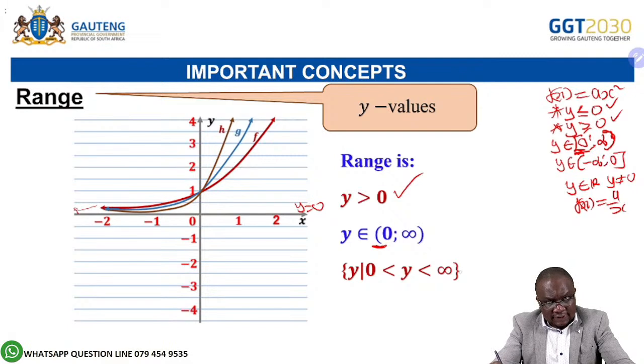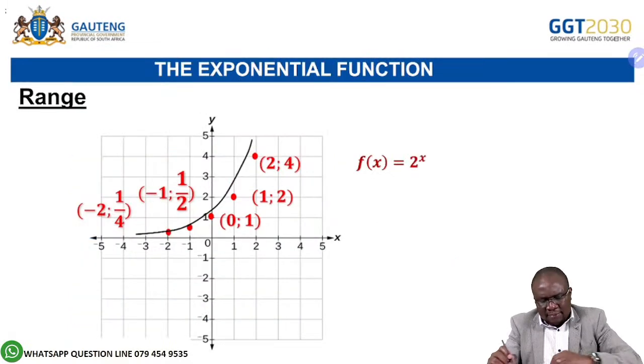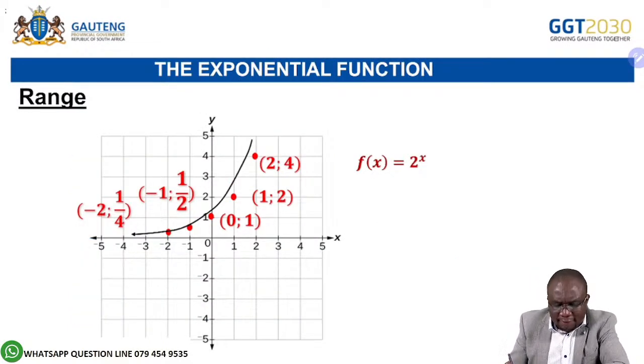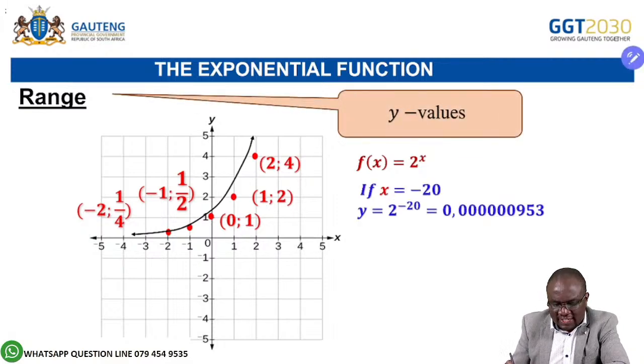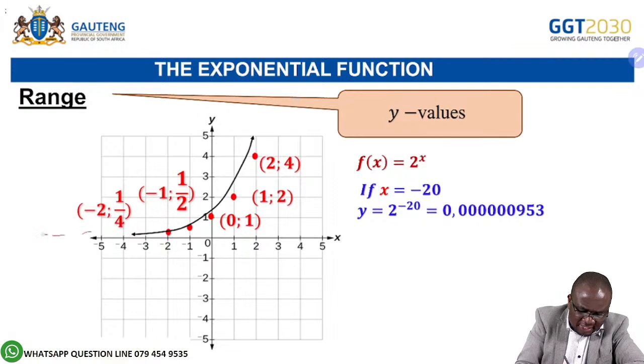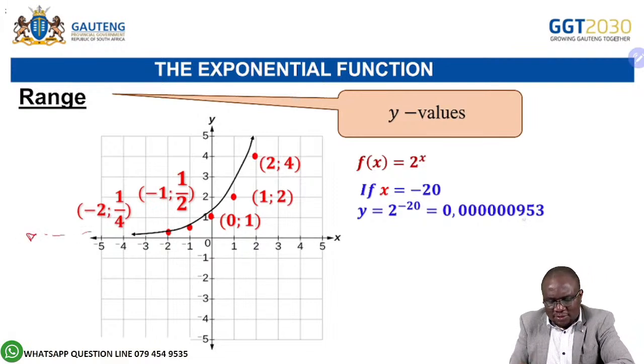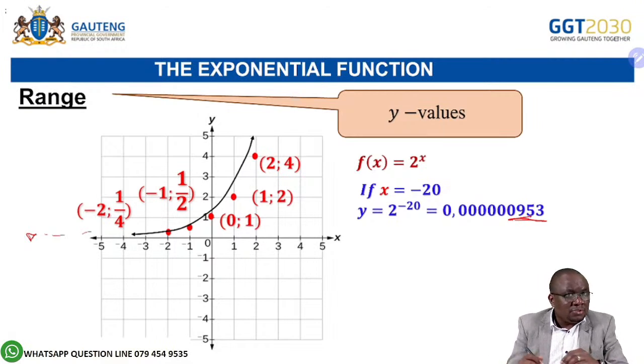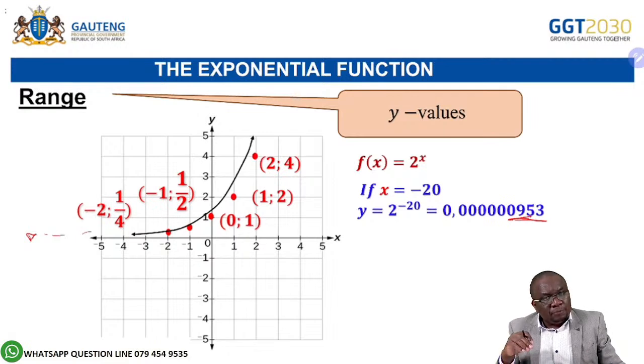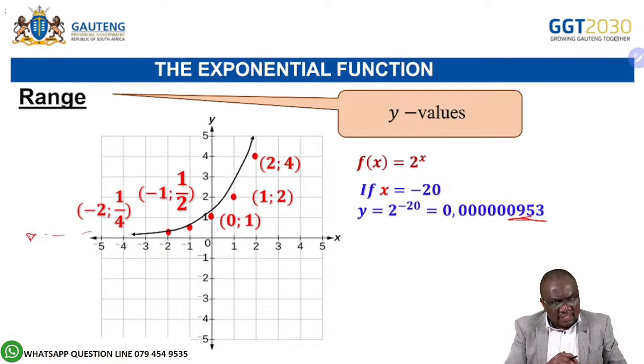That's the range. I want us to see something here. If I substitute a very small value, let's say negative 20, negative 20 is somewhere this side. Do you see we have a value that is above 0? This shows that as you go to your left-hand side, the graph is approaching the x-axis, but it will never touch it, and it will never cut it.